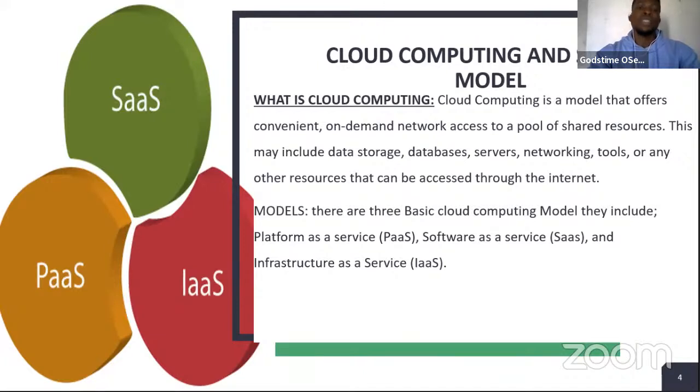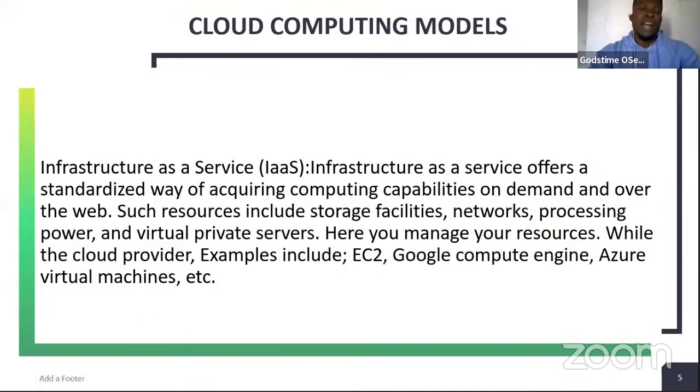So in cloud computing, there are three basic models. There's platform as a service, software as a service, and infrastructure as a service. Infrastructure as a service is a computing model where you have major control of your system. You deploy an EC2 instance, you are in charge of load balancing, you're in charge of specifying network, VPC.